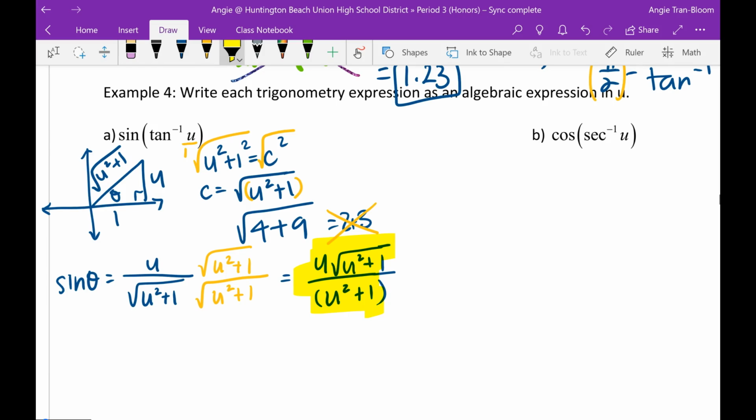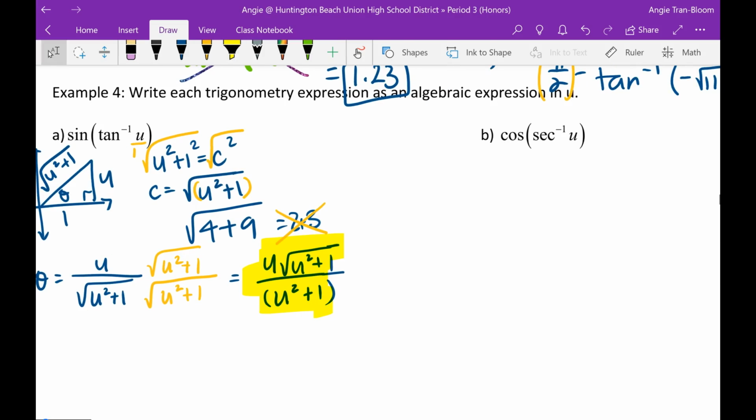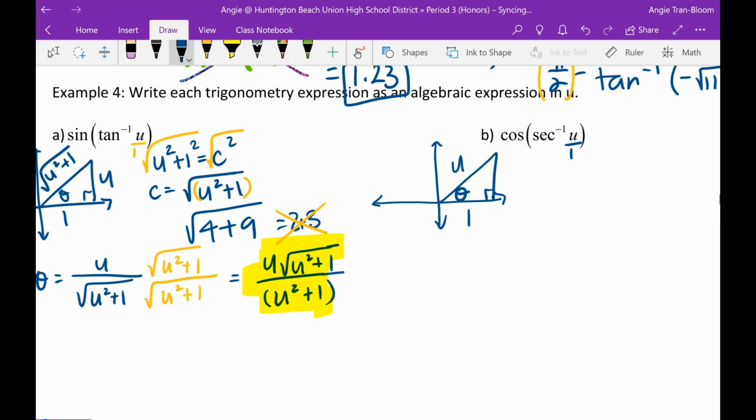So B, similarly, we're going to start with a triangle. Secant inverse is restricted where and where? 1 and 2. Because u, again, is a variable and it's unknown whether it's positive or negative. Where would you like to draw the triangle? 1, okay. And secant is what over what? Hypotenuse over adjacent, so u over 1.